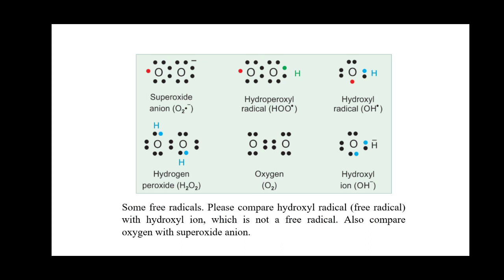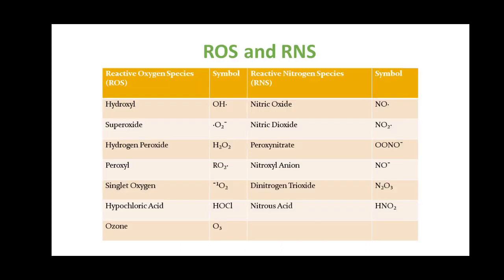And we can see the structural comparison of free radicals: the hydroxyl radical, superoxide anion, and hydroperoxyl radical differ in their oxygen atoms, and hydrogen peroxide has two oxygen atoms, and the hydroxyl ion. These are the ROS and RNS represented in a column.